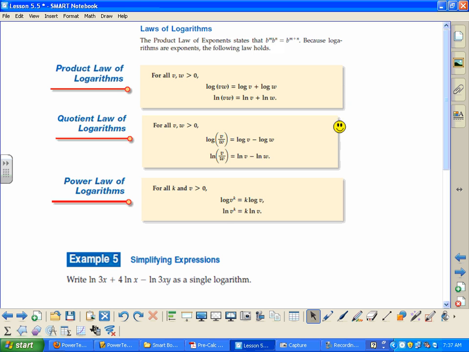Then we have the quotient property, which says if we're dividing, so we have the log of v divided by w, that's equal to the log of v minus the log of w. And the natural log works the same way.